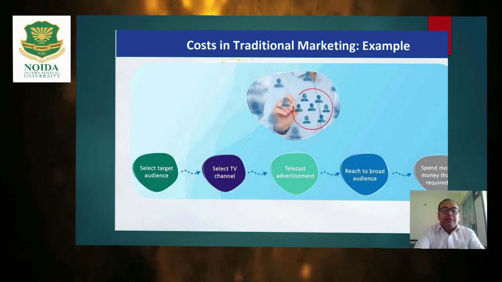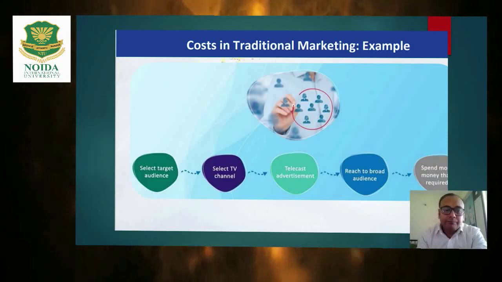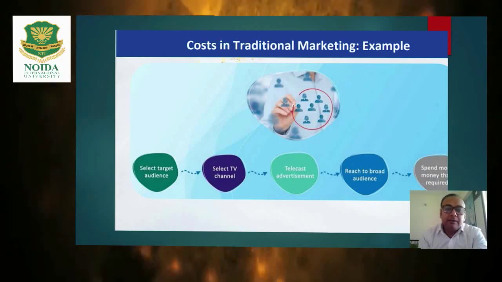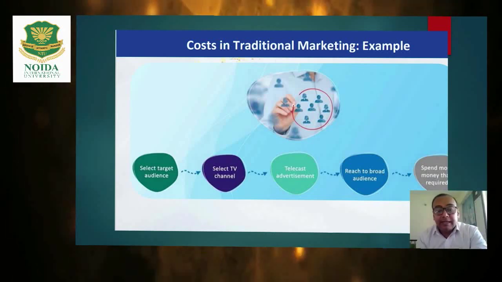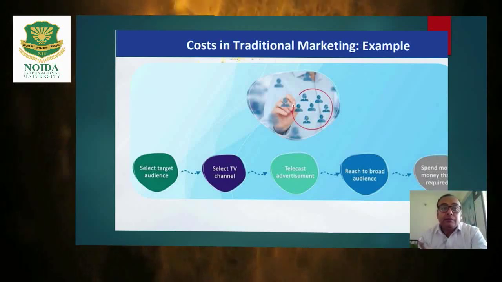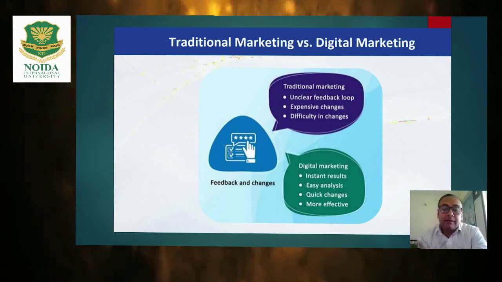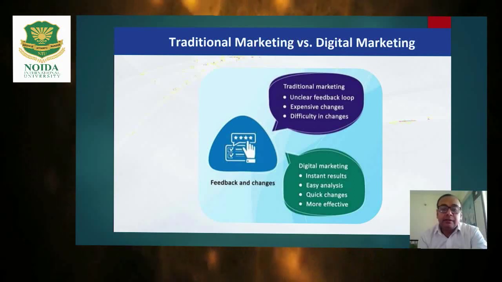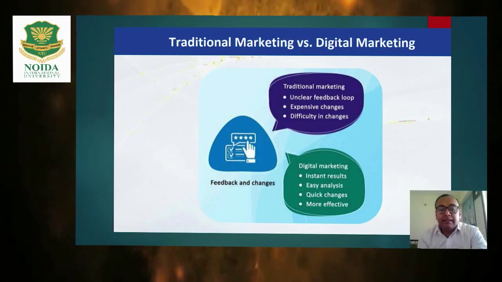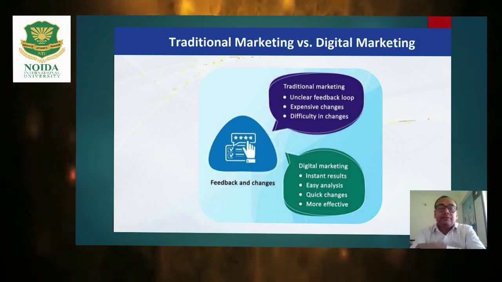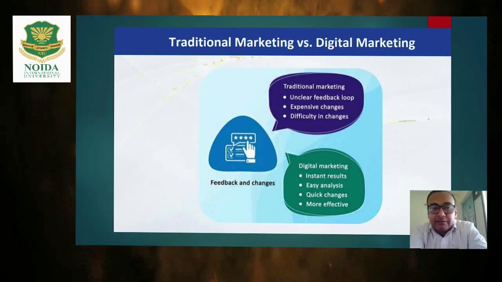Because if you talk about the cost in traditional marketing, we can say that the cost is a big factor: selecting the target audience, then selecting the TV channel, telecasting the advertisement, and reaching a broader audience, because you don't know who your audience is, and spending the money that is required. And if you compare feedback and changes, in traditional marketing it's unclear, the feedback loop is expensive, and there is difficulty in making changes. As compared to digital marketing channels, it's instant. You can have instant results, it is easy to analyze, it's quick to change, and you can say it's more effective also.